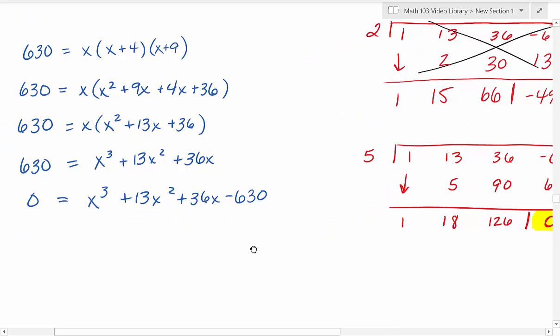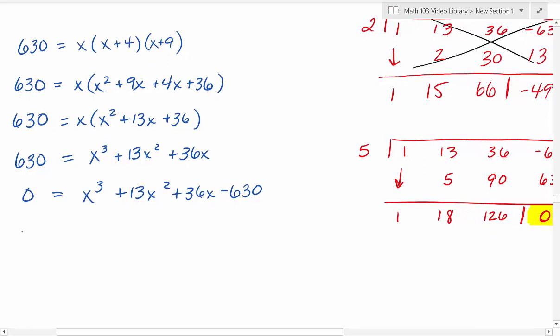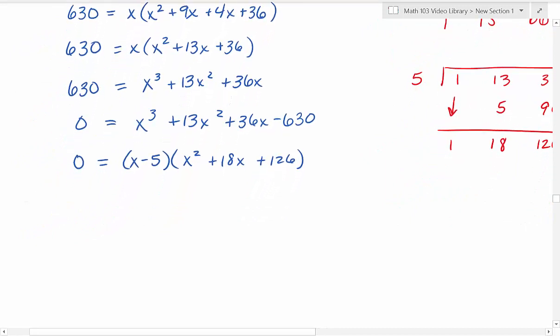So let's head back to the equation and start factoring it. Since 5 is the 0, x minus 5 is the factor. Our next factor is going to be quadratic: 1x squared plus 18x plus 126. Once the largest factor is quadratic, you don't need to check zeros anymore. We can use one of our other techniques.